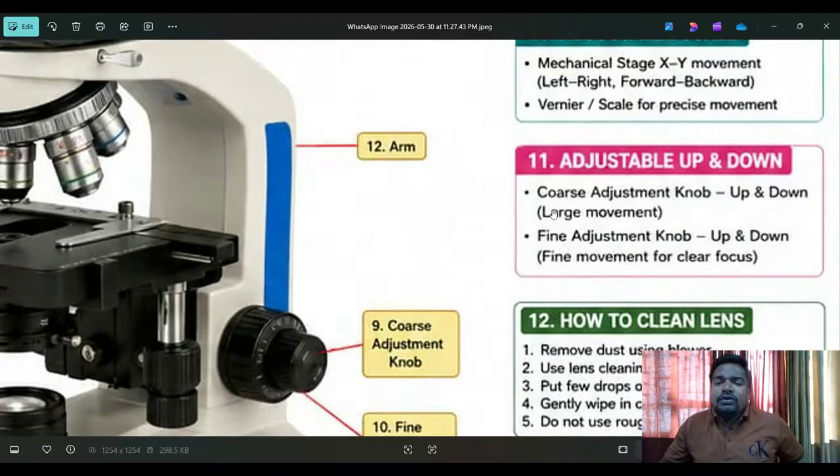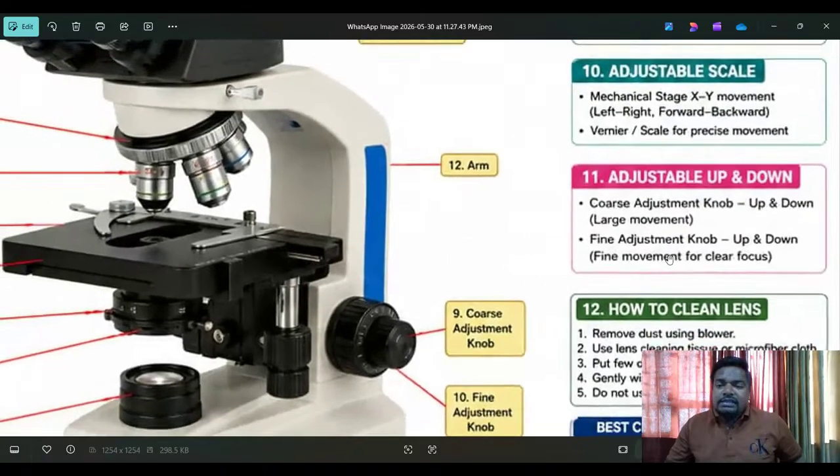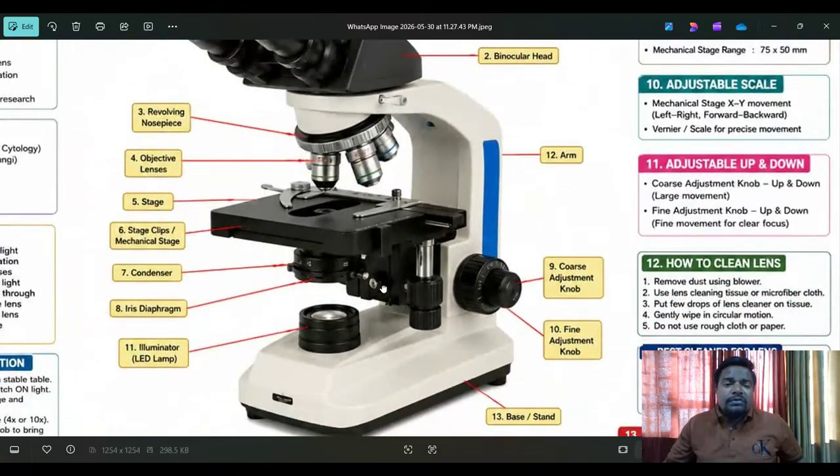adjustable up and down: the coarse adjustment knob for up and down, large movement, and the fine adjustment knob, up and down, fine movement for clear focus. See, this is what the knobs do. Many times I'm using the word knobs. See, these are the knobs.